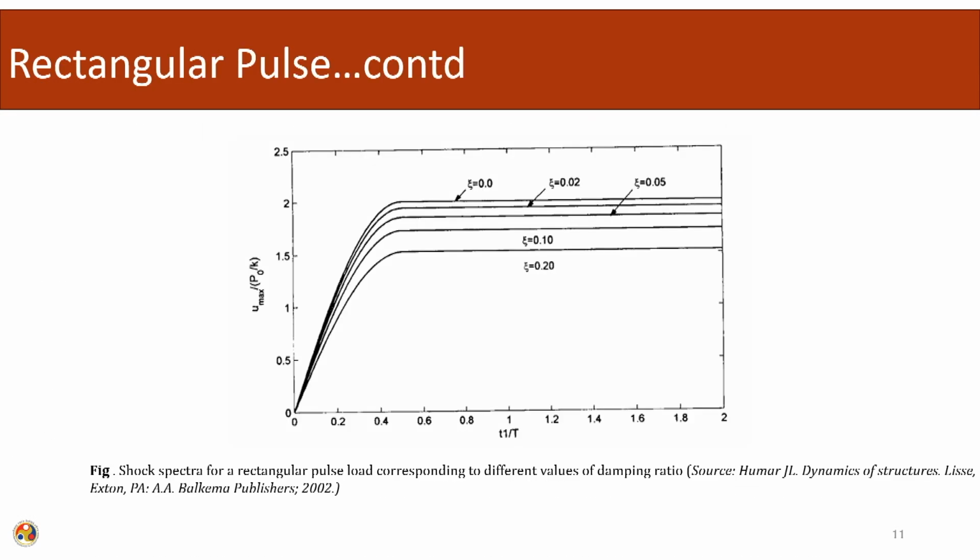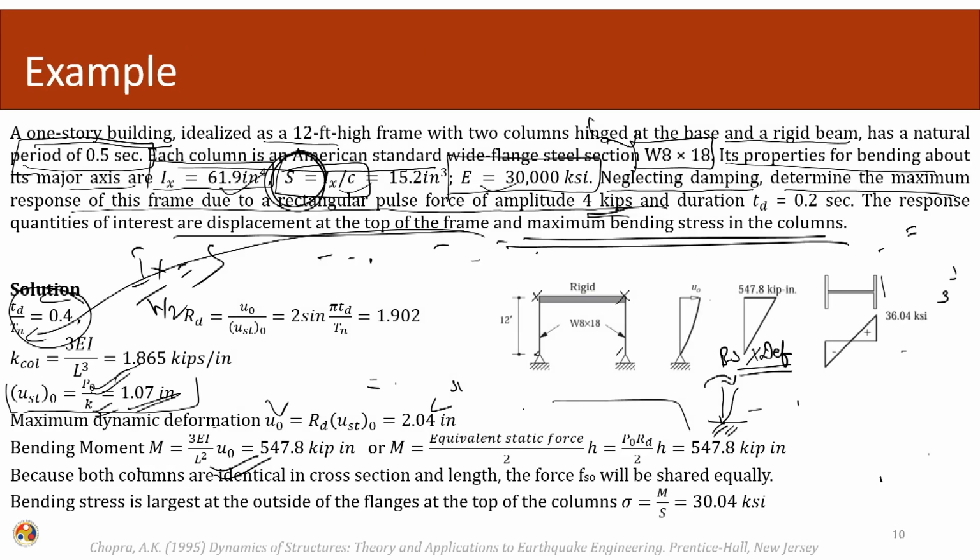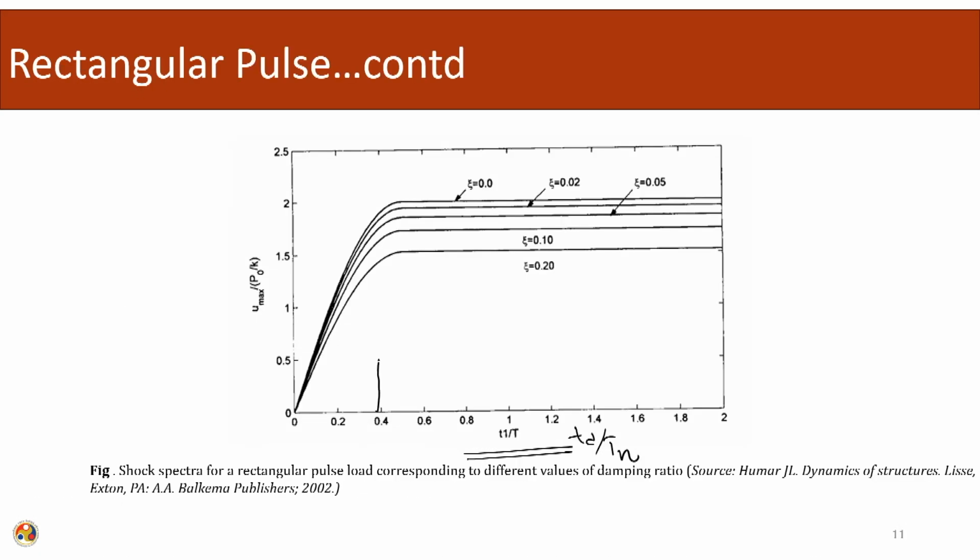Continuing ahead, what we could have done is use the chart of Td divided by Tn. Using this chart, Td over Tn was 0.4. So we come to 0.4 and look for the curve where zeta equals 0. From here we can also read out the value of my ratio Rd, which is nothing but U max absolute divided by U static.